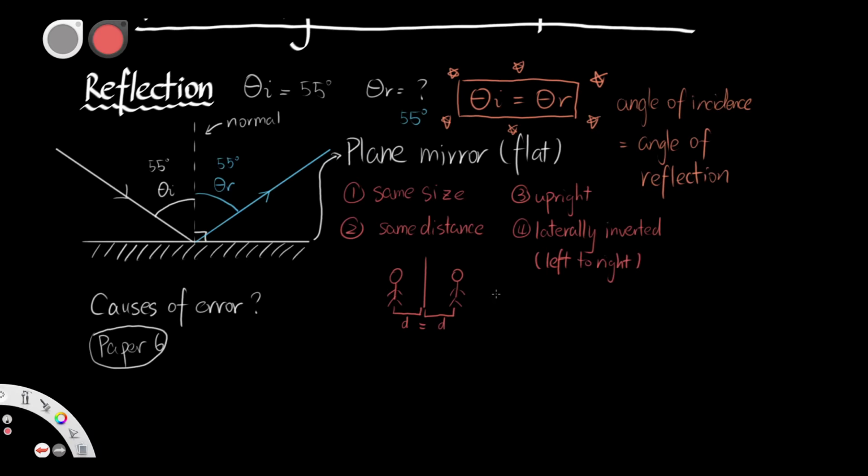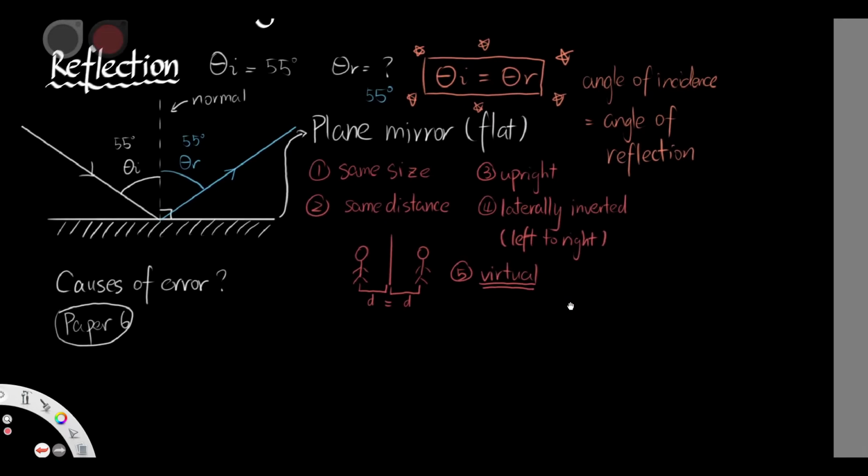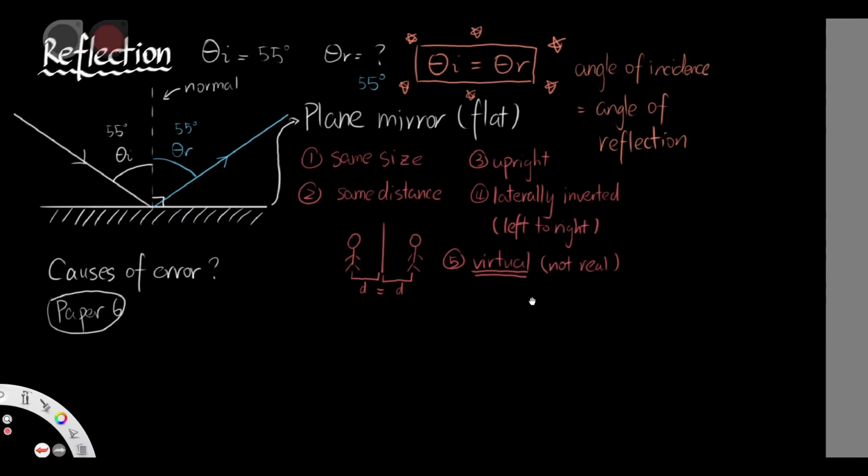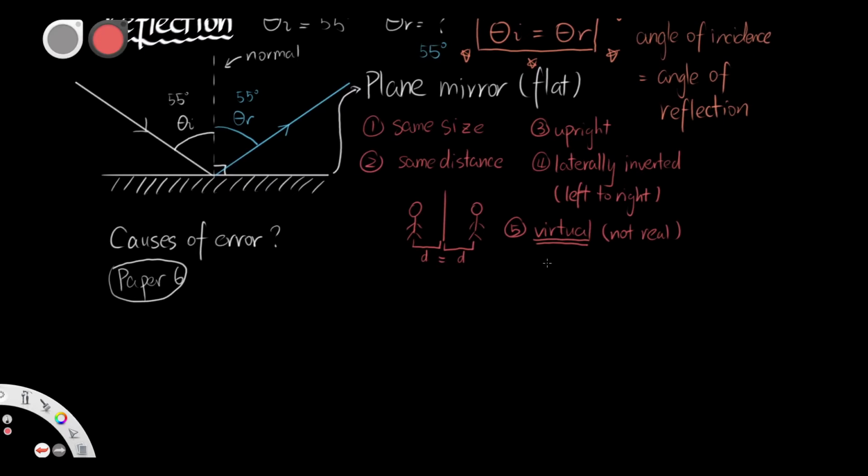And the last but also a very important characteristic is that this image is virtual. Now, this is a very important concept because you need to know the difference between a virtual image and a real image. So virtual, also known as not real, apparently. But what does a virtual image mean? Think of it like this. A virtual image cannot be projected on the screen.